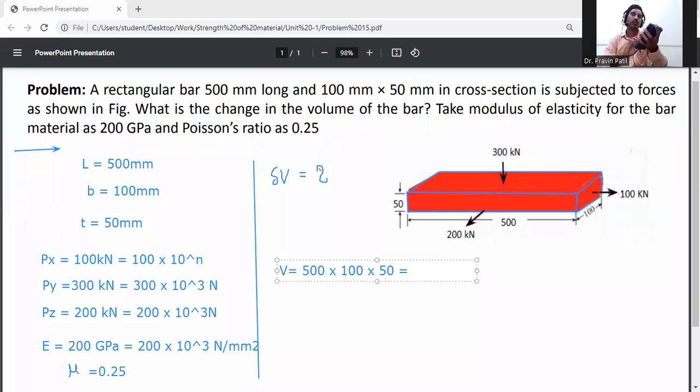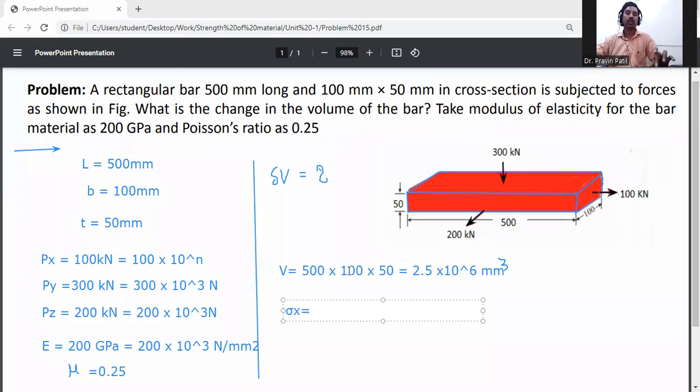500 into 100 into 50 will be 2.5 into 10 raised to the power 6 mm cube. So this data is given for calculating the change in volume. First of all, we need to calculate the stresses in the x direction and the stresses in the y direction.